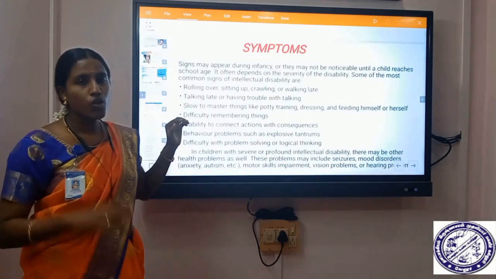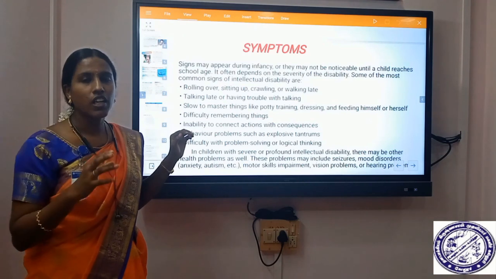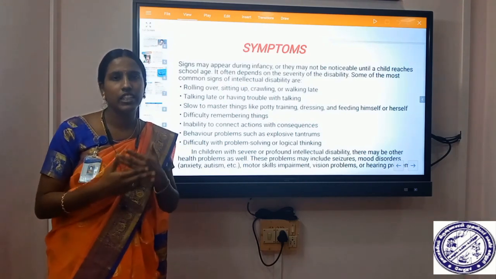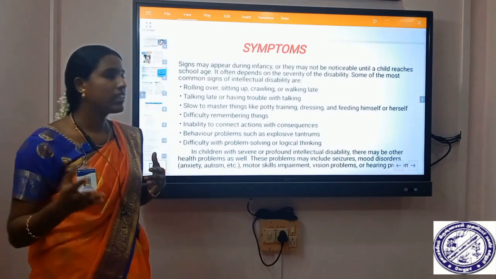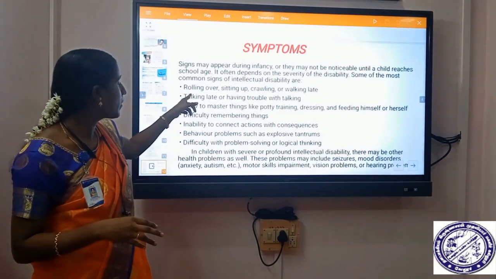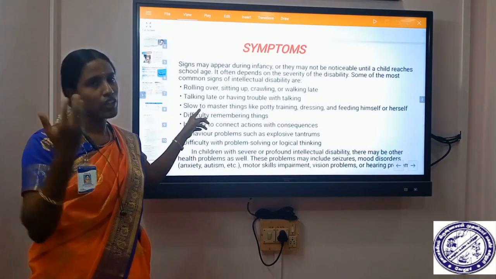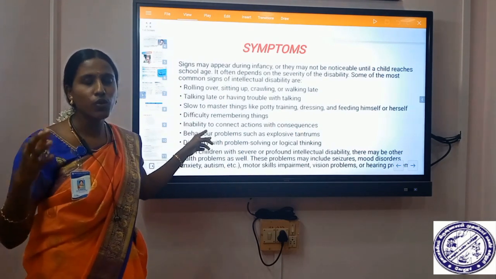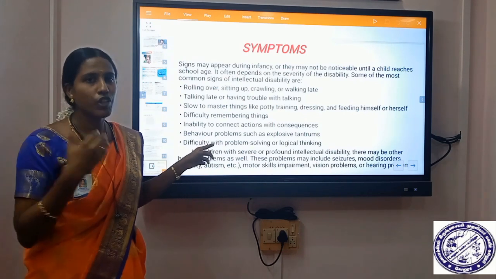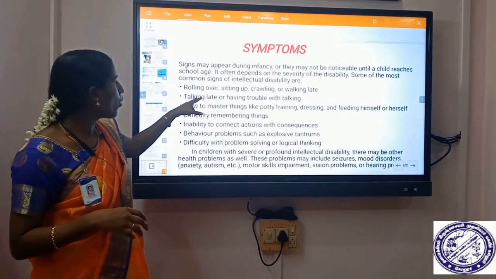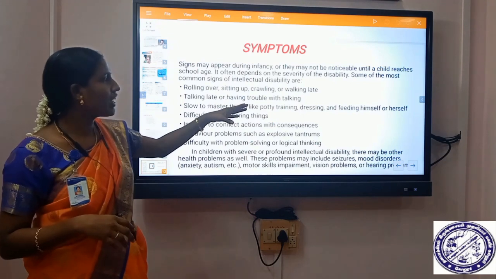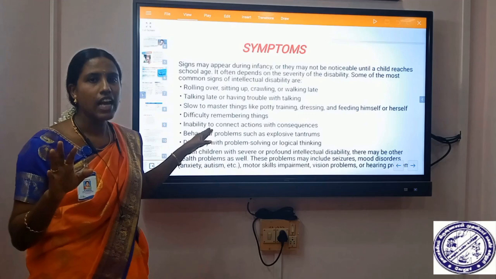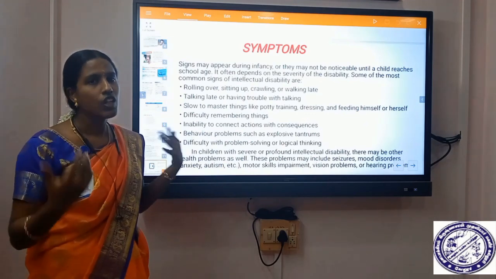So next one is symptoms. I already mentioned the types. From infancy onwards, we can find out a child's mental retardation. These are the symptoms. We already know how infancy development goes, and in each stage they are expected to develop in a certain way. Here you can see rolling over, sitting up, crawling or walking late. When these things are late, we can find out the person has some issues, so we can consult doctors.